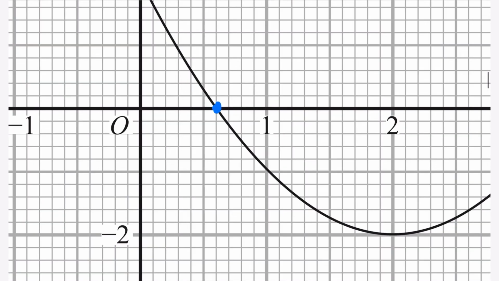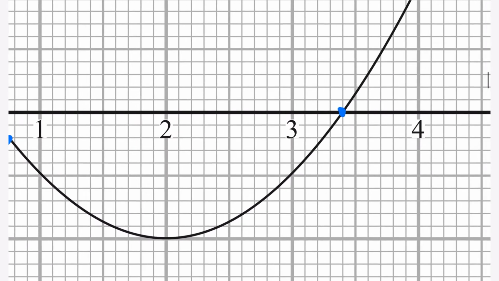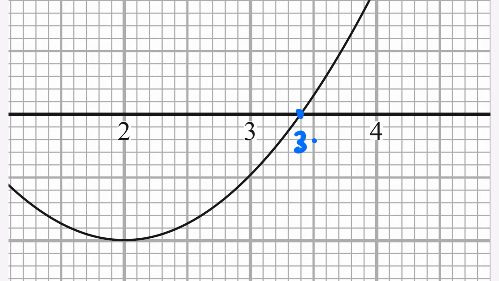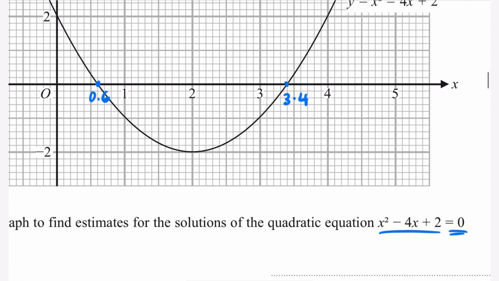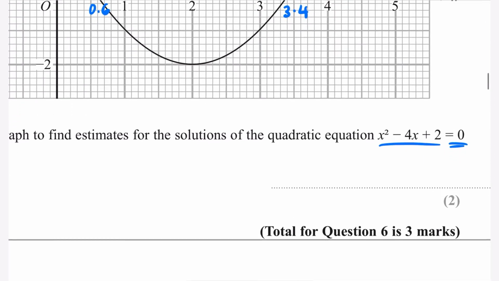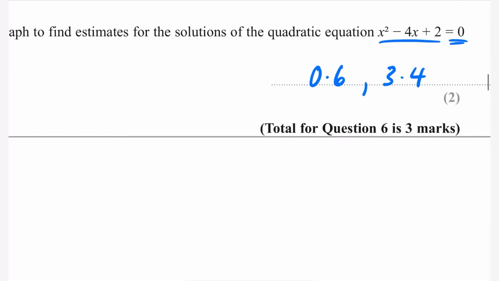So the estimates are going to be, this one looks like it's going to be 0.6. And as we come over here, this one is 3.4. Now they'll give you a range of answers that they accept for this, but I think we're going to say 0.6 and 3.4. So the solutions are 0.6 and 3.4. You could say x equals 2 if you wanted to, but I can just leave it like this. It's perfectly fine for us to leave it.